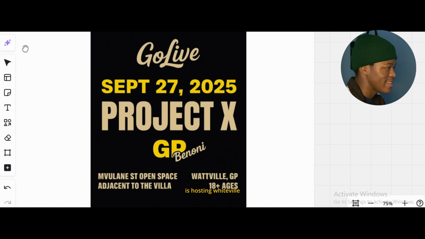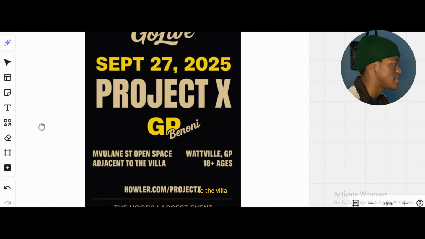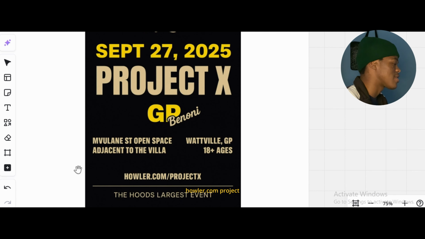Go Live once again is hosting Whiteville, September 27th, 2025. Project X in Vulani Street, right next to the villa. The tickets are gonna be on howler.com. Project X. This is going to be the hood's largest event for sure, guaranteed. This is gonna be our best event yet. We're gonna make sure this is the best event you guys have come to so far in 2025. I'm so excited for you guys.